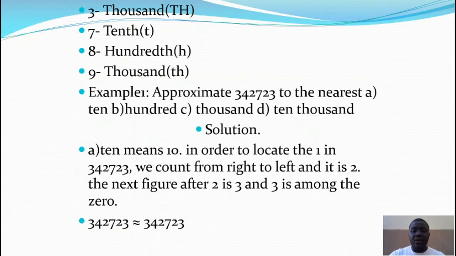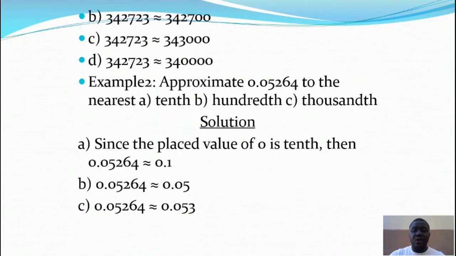342,723. So now let's look at the B aspect. B aspect is 100. So now 100, you see 100, our required point is 7. So you look at the next value, which is 2. So 2 is among the zeros. So that is why we have our answer as 342,700.